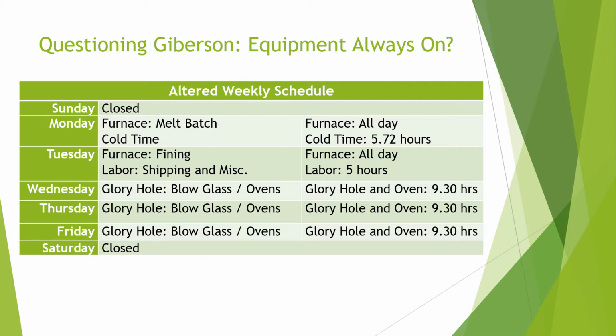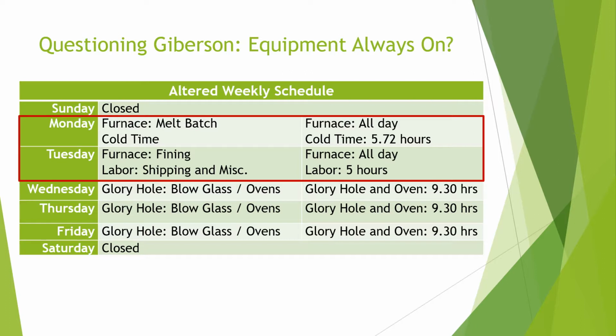For example, the overall production process requires the furnace to be used for a total of 2 days. The first day of furnace usage is to melt glass, and the next day is to complete the fining process. But Giberson powers the furnace throughout the week when not in use. Additionally, the glory hole and ovens are 2 types of equipment that must be used simultaneously, which can be organized by scheduling their use after the furnace usage.